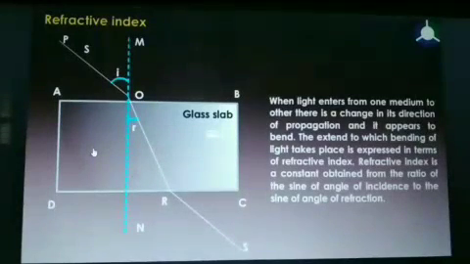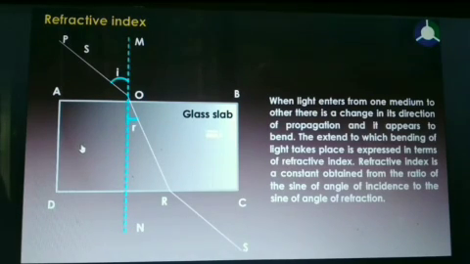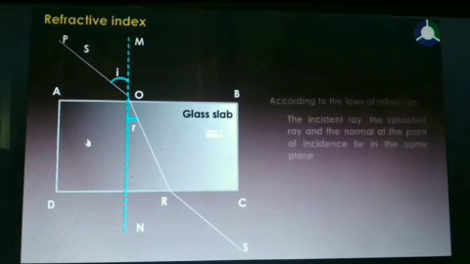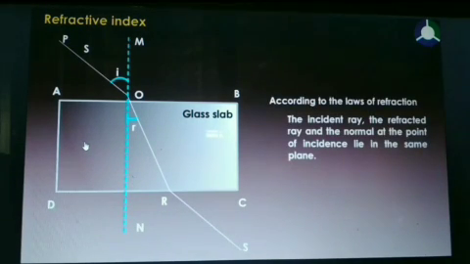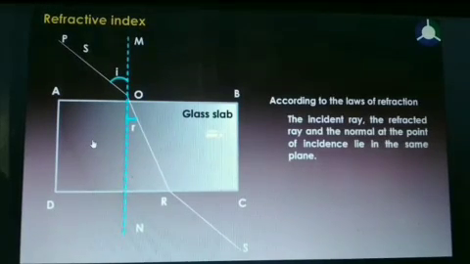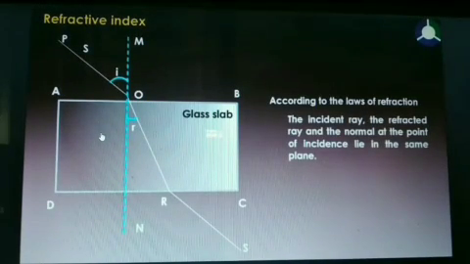When light enters from one medium to other, there is a change in its direction of propagation, and it appears to bend. The extent to which bending of light takes place is expressed in terms of refractive index. Refractive index is a constant obtained from the ratio of the sine of angle of incidence to the sine of angle of refraction. According to the laws of refraction, the incident ray, the refracted ray, and the normal at the point of incidence lie in the same plane.